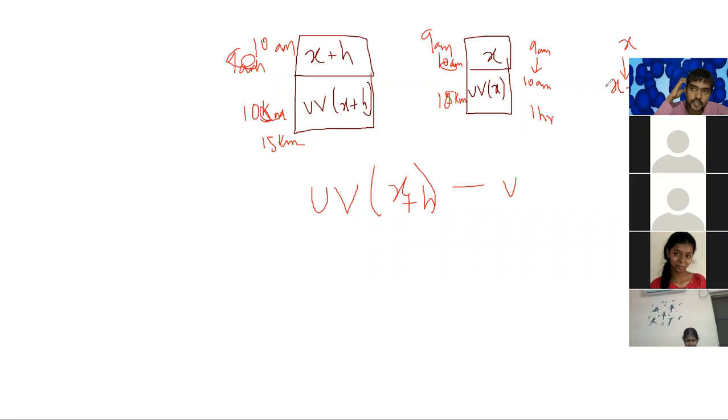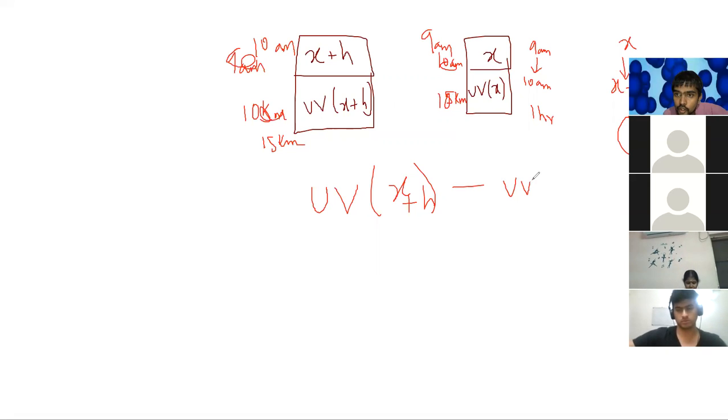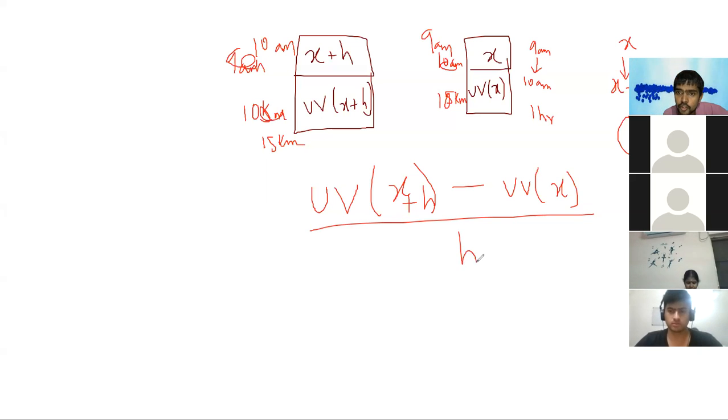From time x to x plus h, how much is the time? h, right? With the same logic as you said, 9 to 10 is 1 hour. So the time interval is h. And what is the displacement? It was initially at uv of x. Finally, it reached uv of x plus h. So this is your derivative, right? uv dash is basically this.